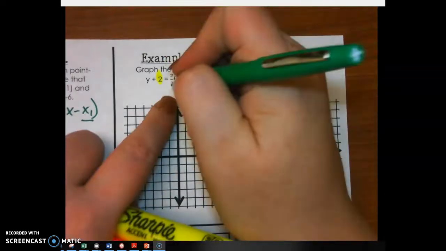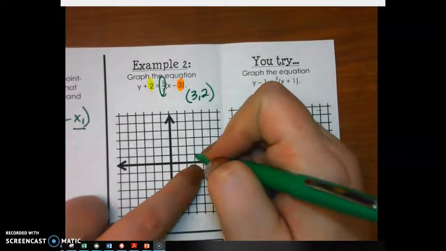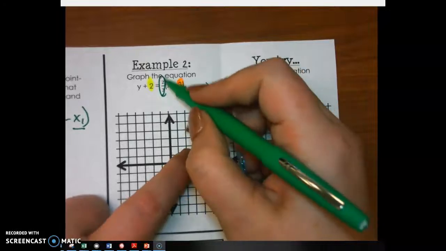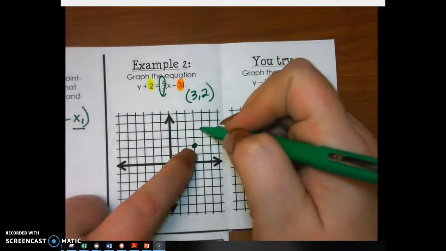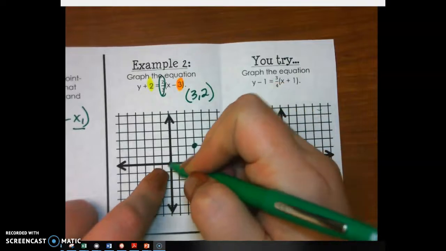Okay? And then here is my slope. So if I go 1, 2, 3, up 2, and then my slope is up 2 over 3. 1, 2, 1, 2, 3. Ta-da! Down 2, 1, 2, 3. Ta-da!